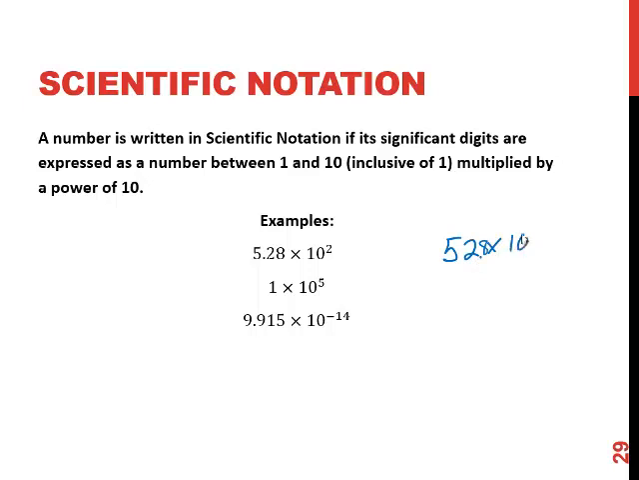52.8 times 10 to the fourth. This number is not between 1 and 10. 10 times 10 to the third. This number has to be less than 10. It could be 9.999 if it wants, but it has to be less than 10.